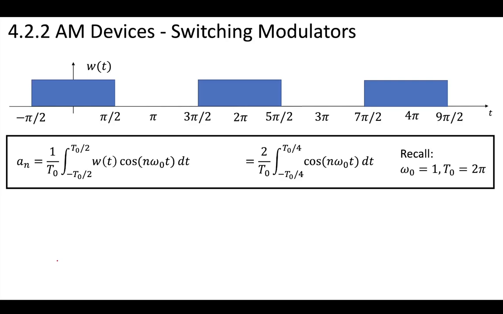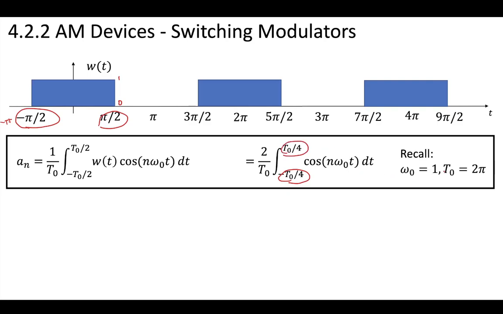It's a cosine integral. We know that because of the way our switch works, it's switching from 1 to 0, and we had a period of 2 pi, so from minus pi to pi. Instead of needing to integrate our whole period, from minus period half to period half, we can actually just integrate from minus pi half to pi half, which is the same as minus quarter period to quarter period.